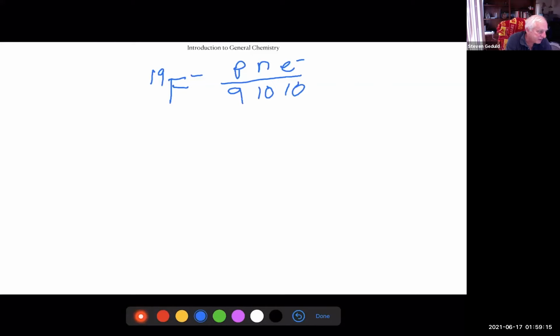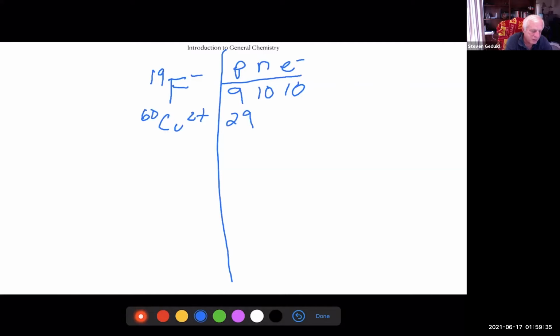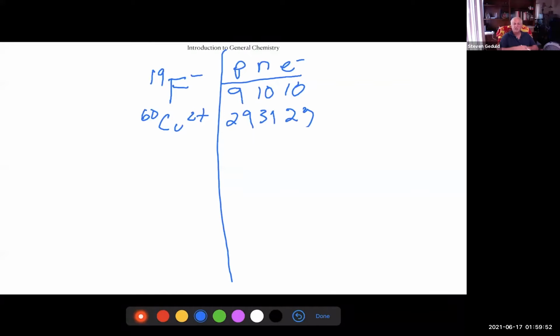If we have copper 2+, and let's put copper at 60. So copper 60, 2+. How many protons does it have? 29. It's a transition element, it has 29 protons. How many neutrons does it have? 31, right? That gives you 60 for the mass number. And how many electrons does it have? 27. You're missing 2 electrons. Perfect. I guarantee you'll see stuff like that on your midterm and your final examination.